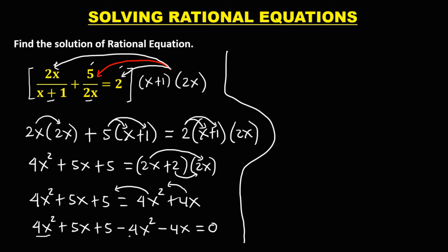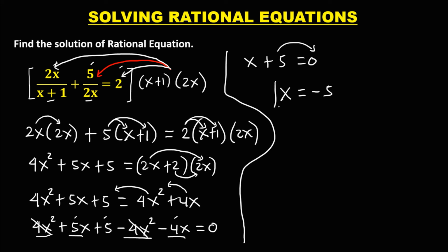So this positive 4x squared and negative 4x squared, this one is 0. Then this positive 5x, negative 4x. So we have positive 5 minus 4, that's positive 1, so positive 1x or positive x. Then for this positive 5, just copy, so plus 5 equals 0. Then this time to solve for x, transpose this positive 5. So we have x equals negative 5.